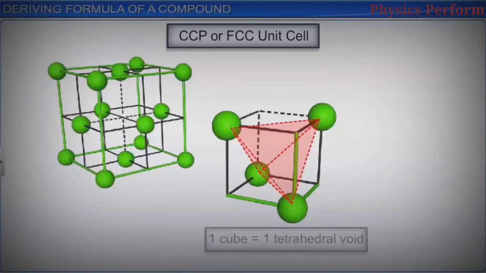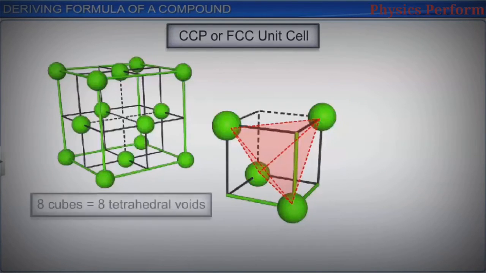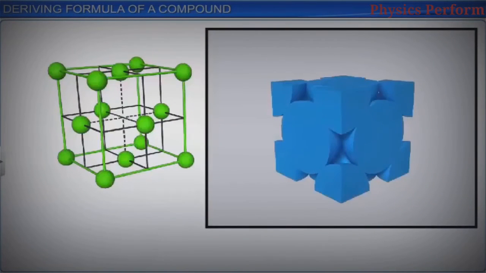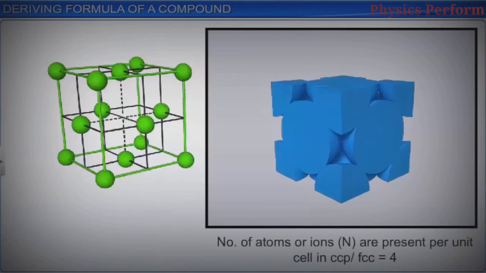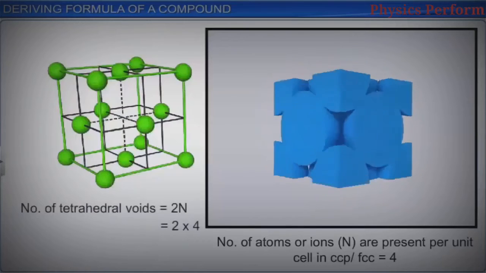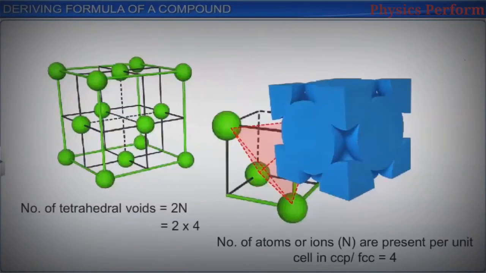As each small cube has one tetrahedral void, there are a total of 8 tetrahedral voids in a CCP or FCC unit cell. Also, you know that in a CCP or FCC unit cell, 4 atoms or ions are present per unit cell. Thus, the number of tetrahedral voids is 2 multiplied by 4. That is 8.